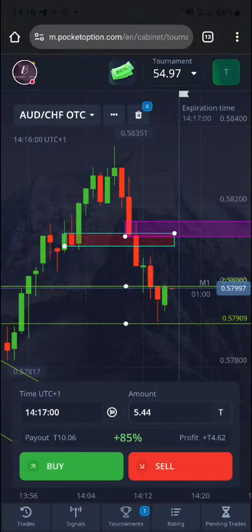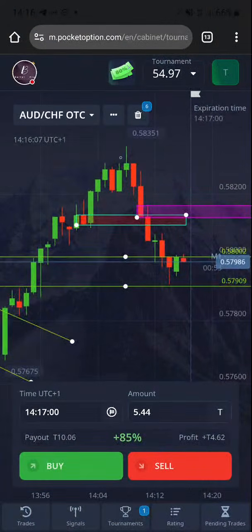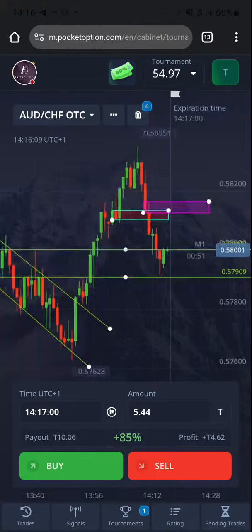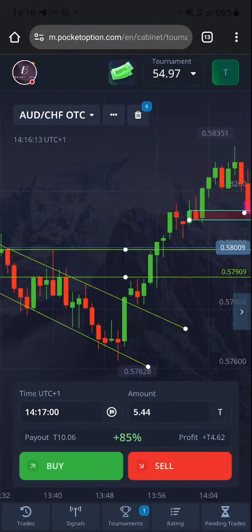Anyways, though, I'm looking at this as a QM right now. We have a QM here. Look at it, this ABC to the upside, push to the downside. It's a QM. We have another QM down here.